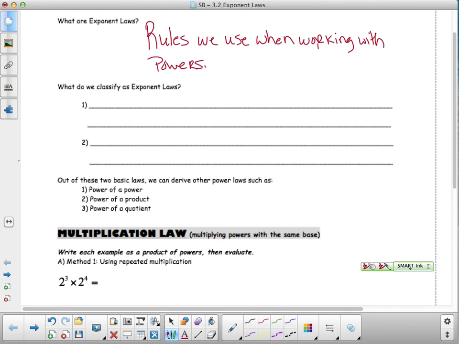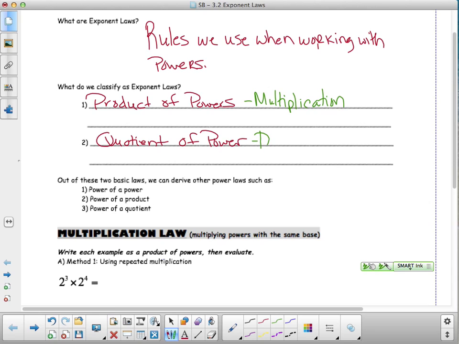So what do we classify as exponent laws? Basically, two major ones that we're going to look at. One is going to be the product of powers, and the second one is going to be your quotient of powers. So what does each one of these have to deal with? The first one, the product of powers, we're basically going to consider to be your multiplication law. This is the one we're going to focus on today. The second one is basically your division law.